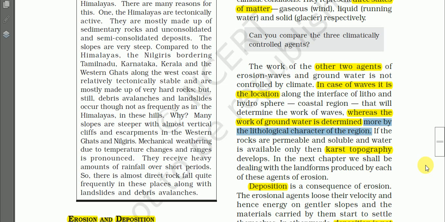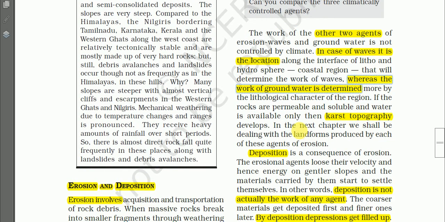A rock may be soluble in water, or may not be soluble. A rock may be very hard or may not be hard. So depending on that, the work of groundwater is determined. And if rocks are permeable, that is, if water can pass through the rocks, and are soluble, and water is available, then karst topography develops. So if rocks are permeable and soluble, for example limestone, and water is available, then a unique landscape is developed, which we call karst topography.